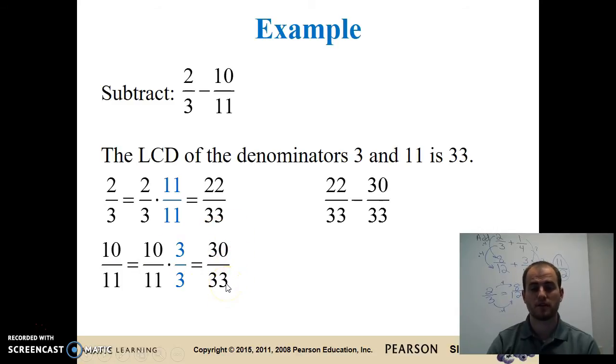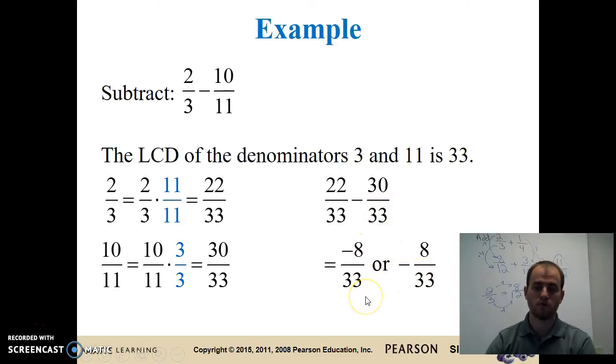Now we can subtract them. 22 over 33 minus 30 over 33. Now be careful, because 22 minus 30 is going to give you a negative number. So it's a good idea to switch it to 22 plus negative 30, which is negative 8 over 33, which remember you can write as negative 8 33rds or negative 8 over 33.